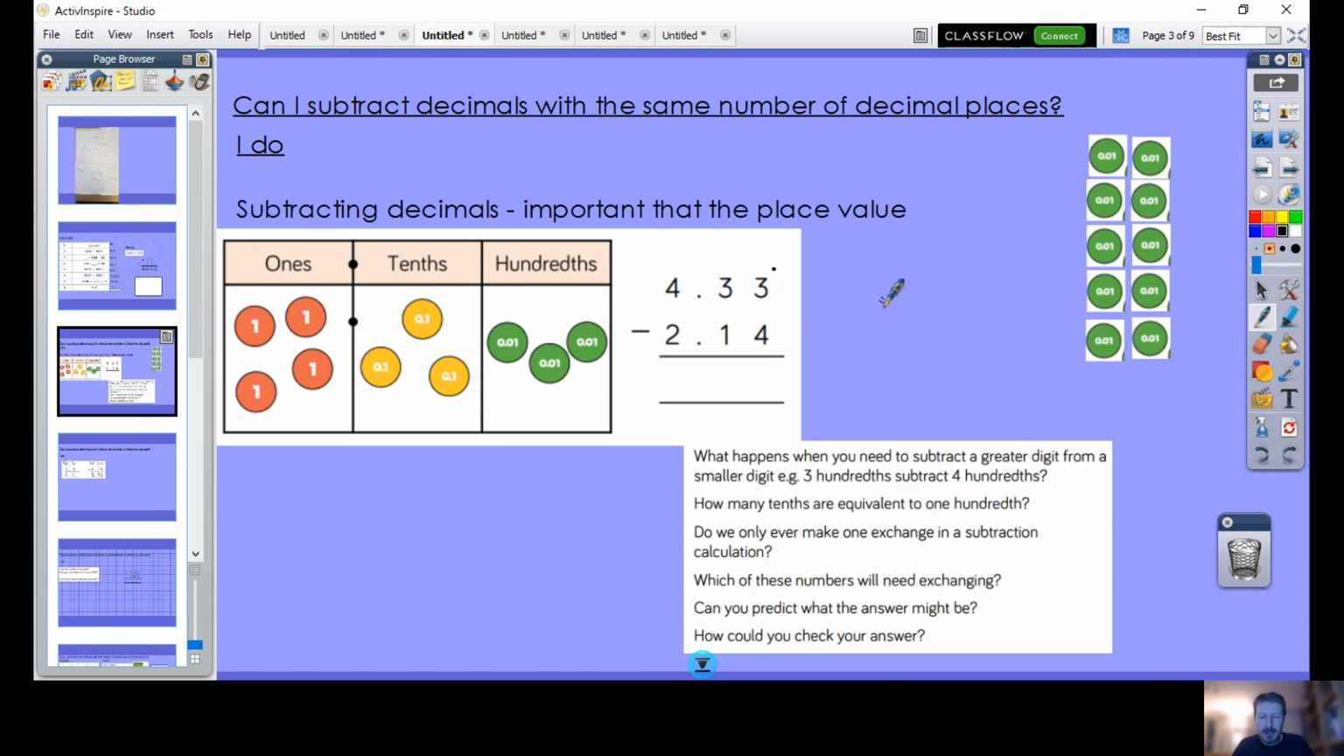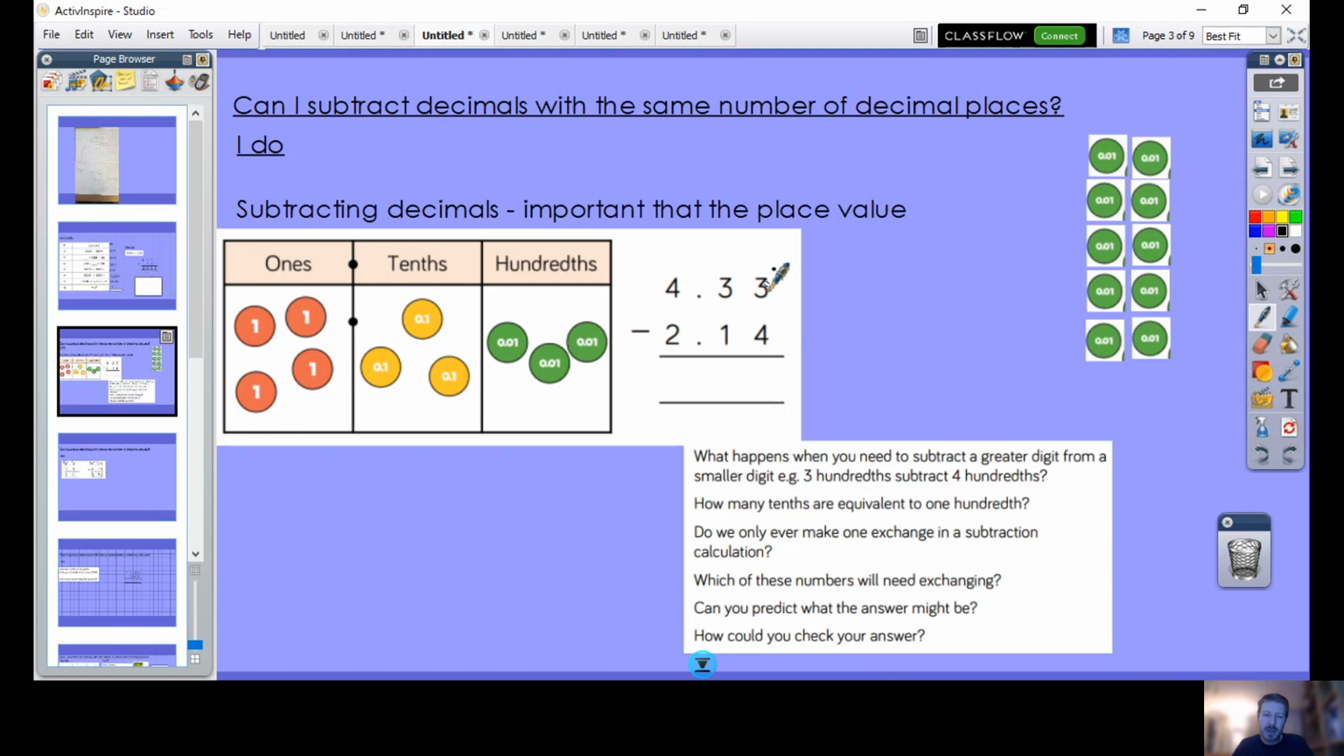So if we're subtracting decimals, we again need to make sure that they are lined up correctly. Start by lining up the decimal point, and then that will help you line up the rest of the digits in the correct columns. So I'm going to go ahead and complete this subtraction as I would any subtraction using the column method.